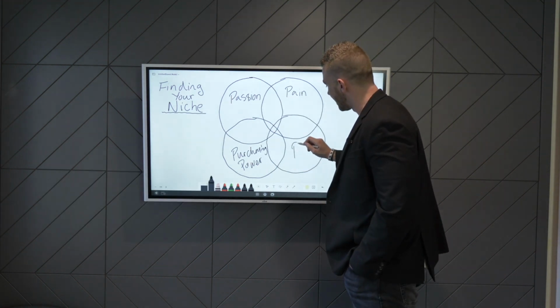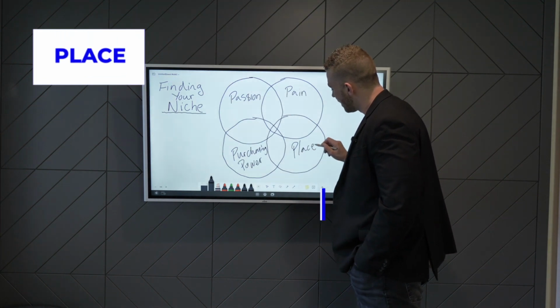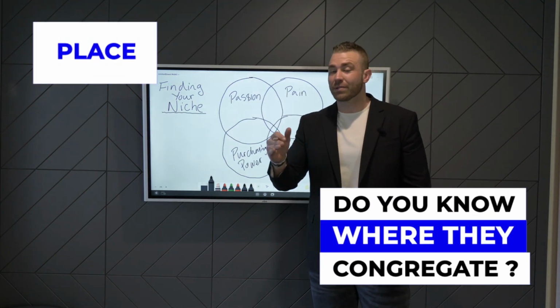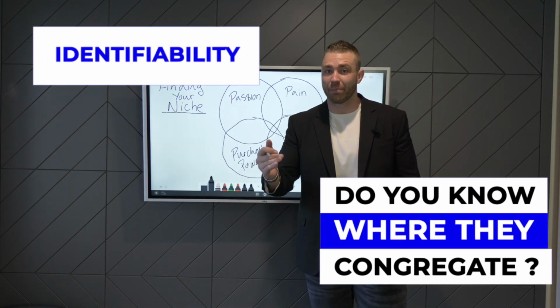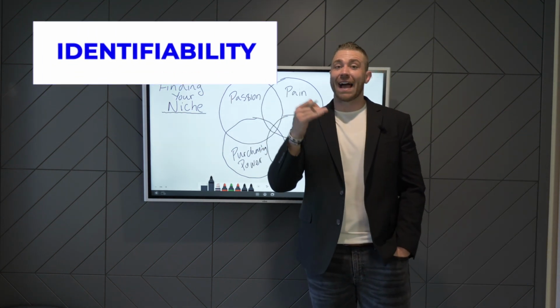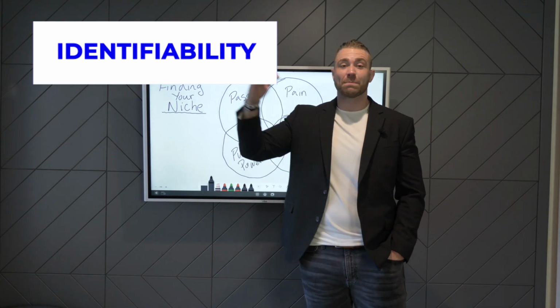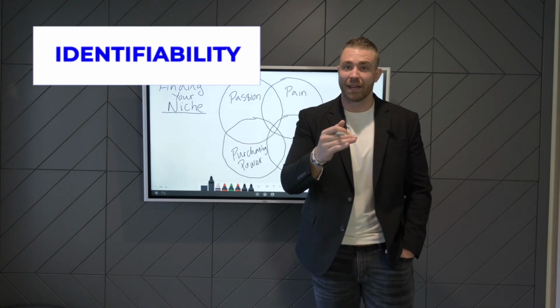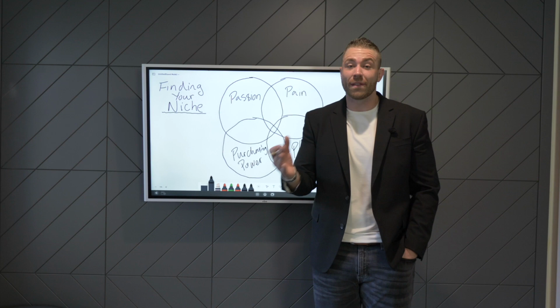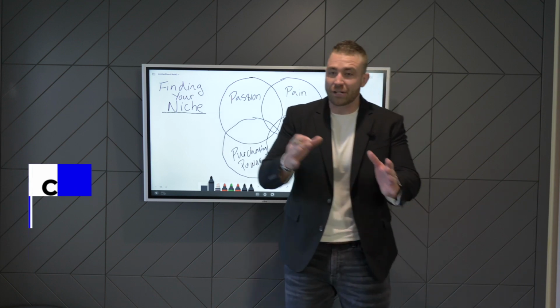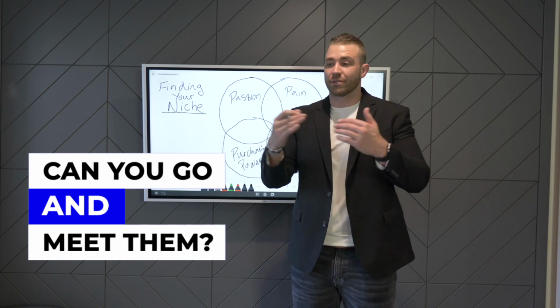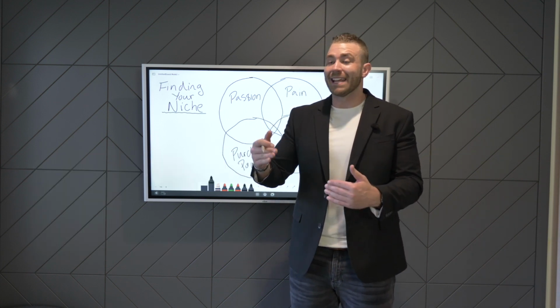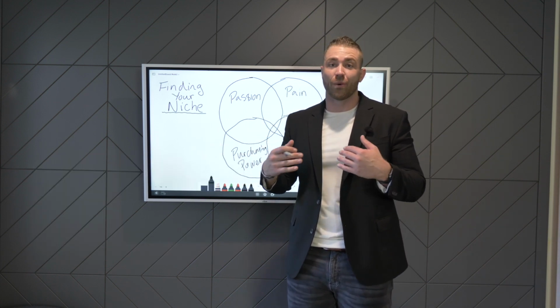Now, the last circle down here is place. Do you actually know where those types of people congregate? And then another way to say that is identifiability. Do you have a way to actually identify those people, especially online, especially on social media? Do you know where they like to go? Where do they spend the majority of their day? Where you can actually go and meet them where they're at to then offer those products, those services, those solutions that they need to take advantage of and that they are actually going to want.